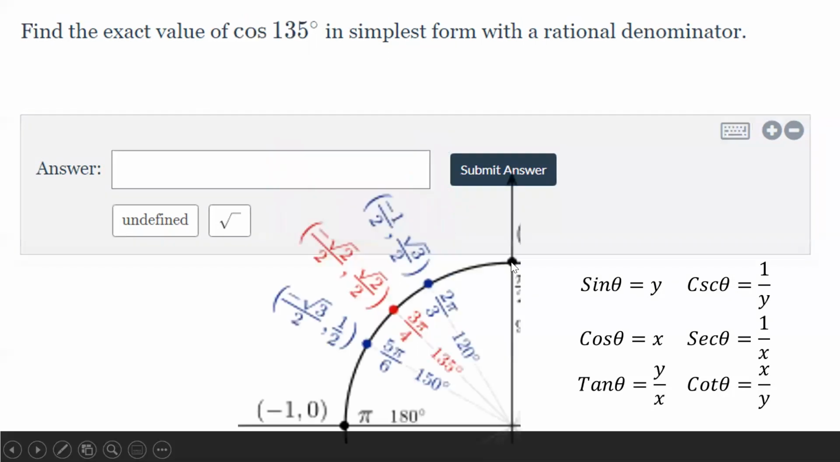Okay, let's do another easy example. 135, cosine of 135. So again, cosine is the x value. Go to 135. What is the x value? Negative radical 2 over 2. Winner, winner, chicken dinner. So cosine of 135 is negative radical 2 over 2.